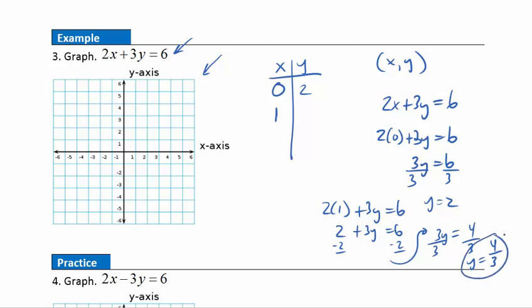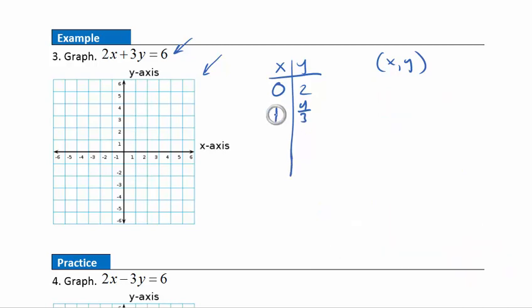This is going to happen sometimes. 4/3 is okay, but it's going to be difficult to graph that accurately on a coordinate plane. So I'm going to write that down. We just tried 1 and we got an answer of 4/3, which is not so perfect. It's okay, and we can use this as our checkpoint, which I'll show you in a second, but let's try some more points. Notice it was easy when I put a 0 in for x.